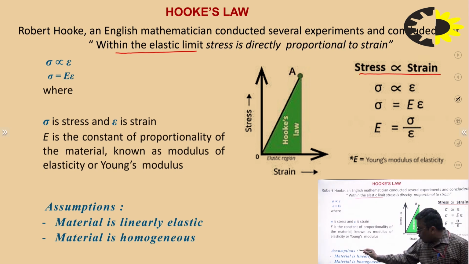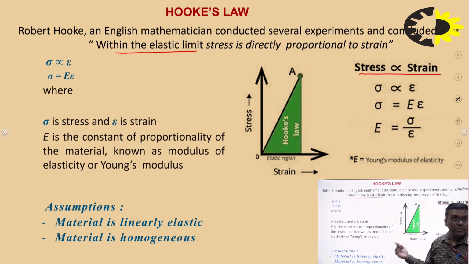Sometimes this question is also combined with the assumptions which are taken by Hooke for defining this law. So, assumptions are these: material is linearly elastic, so elasticity we have already explained, and material is homogeneous. Homogeneous means it shows uniform properties, uniform thickness, uniform distribution of mass, uniform density throughout its length. So, this is what you are supposed to answer when you write Hooke's law.